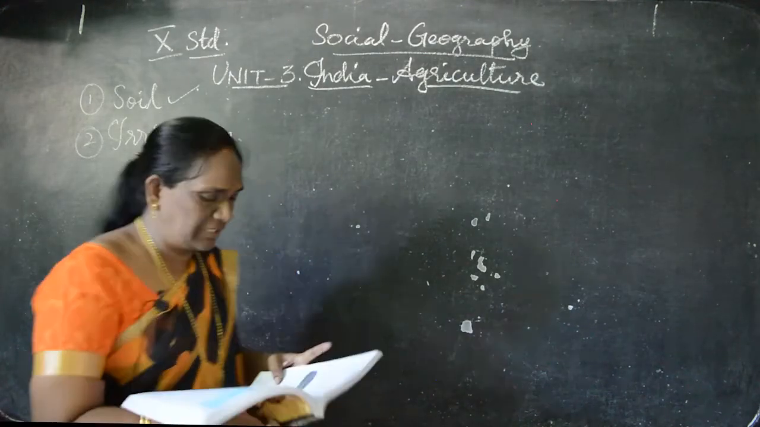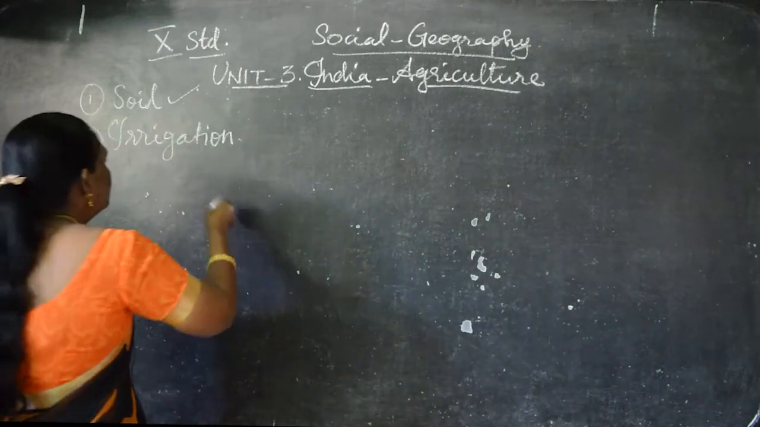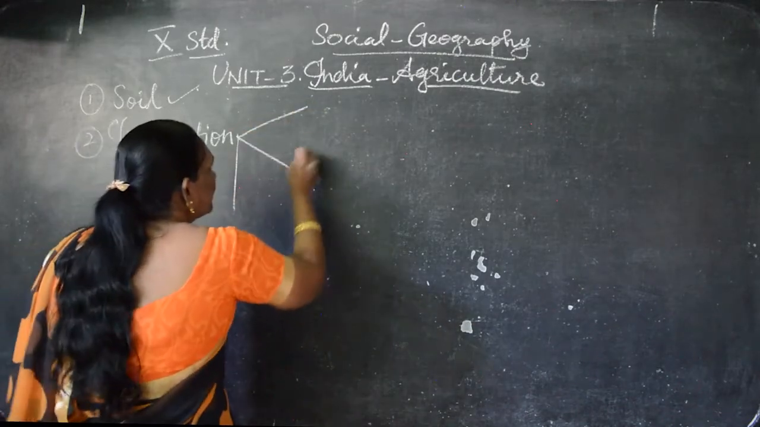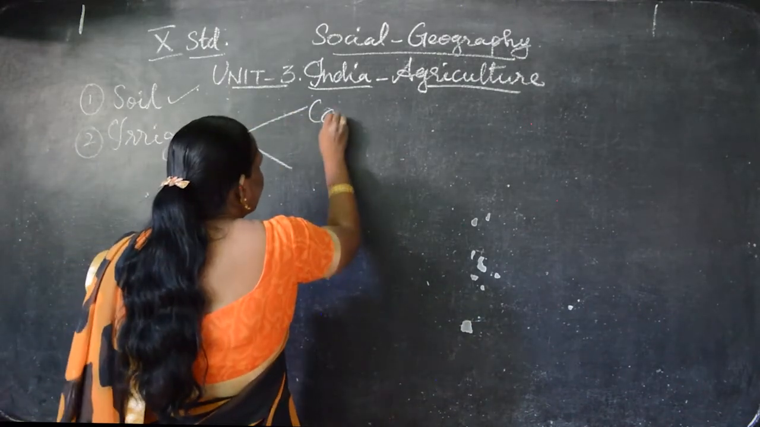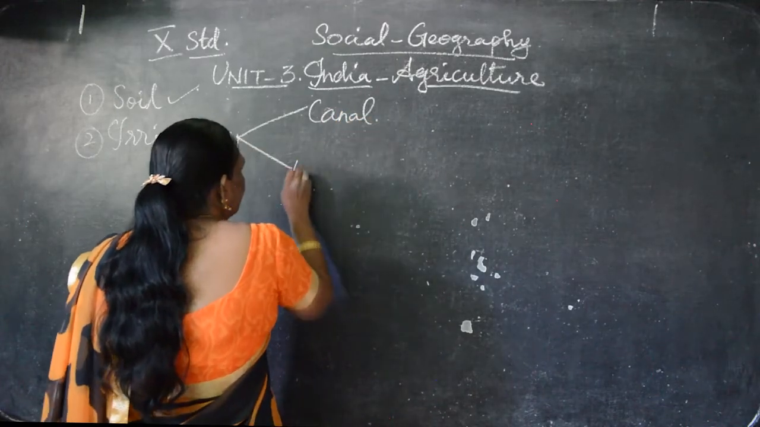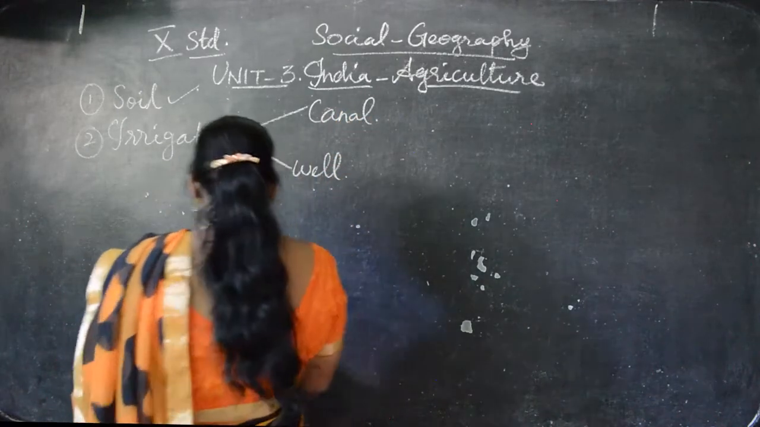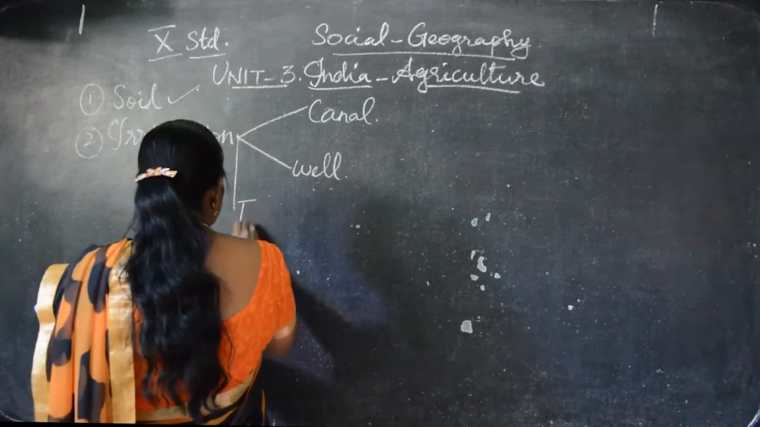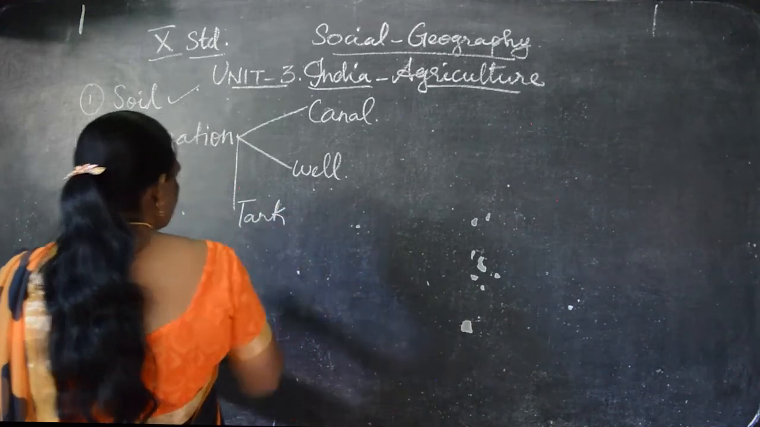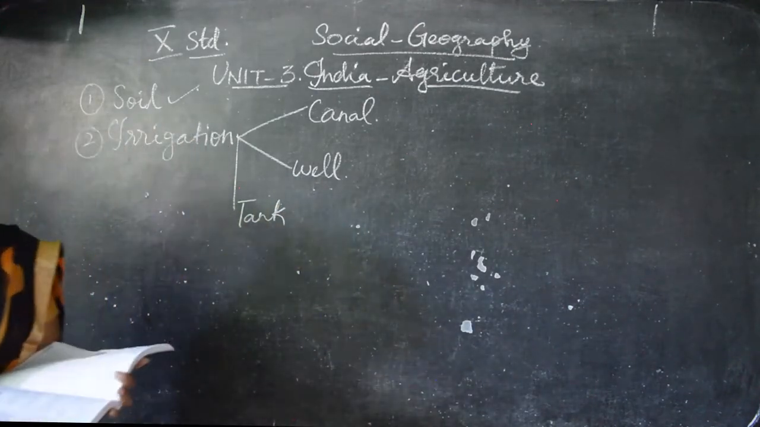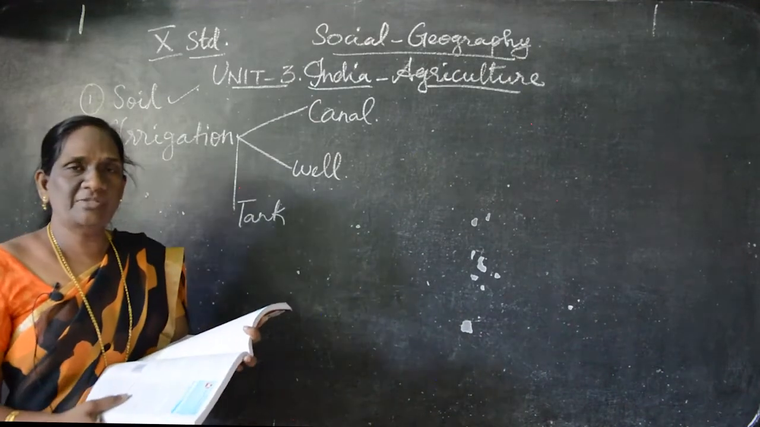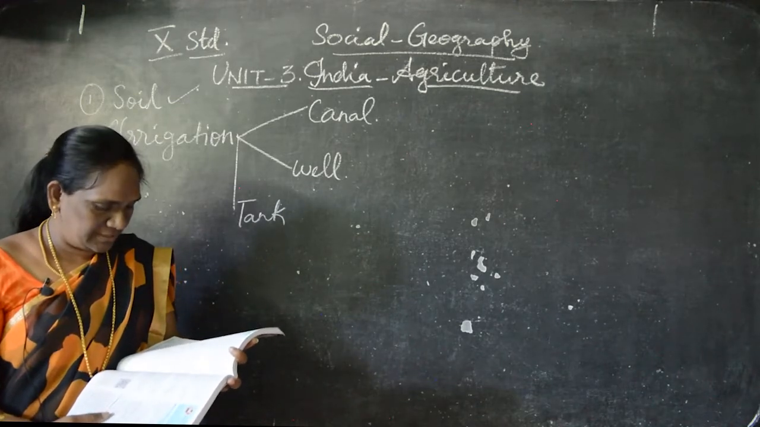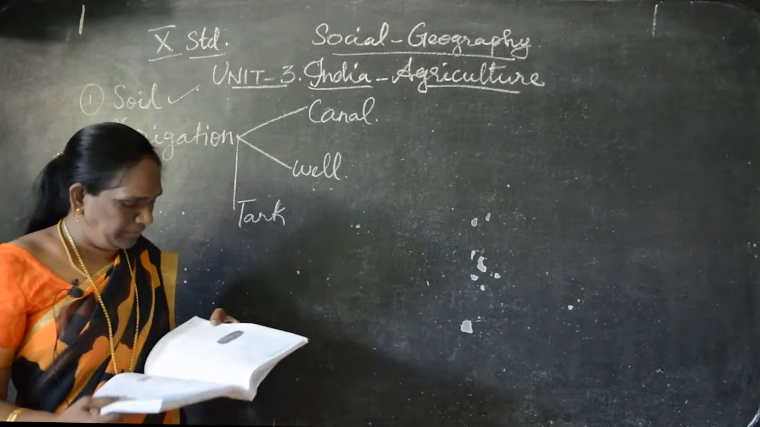This irrigation we can divide into three types. What are the three types of irrigation? Canal irrigation, well irrigation, and tank irrigation as the third one. The three types of irrigation are canal irrigation, well irrigation and tank irrigation. Okay, now one by one we'll see.